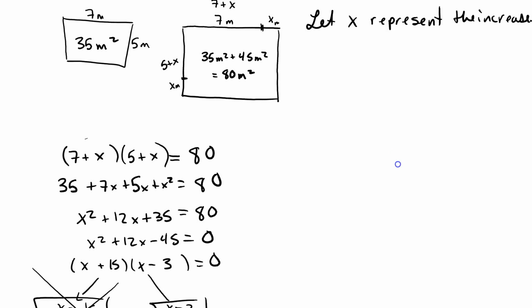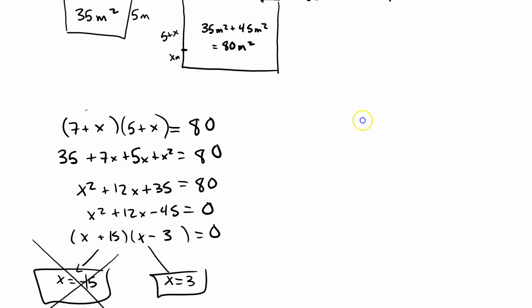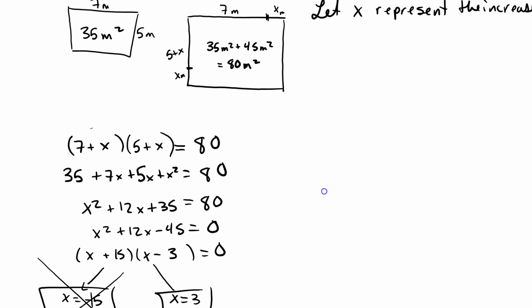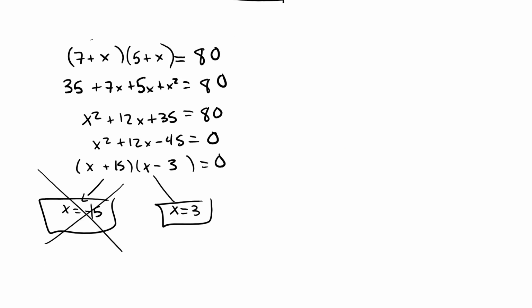And let's see here. If I would say x equals 3, I can just visually go here. Okay, 7 plus x. 7 plus 3 is 10, so one length would be 10. 5 plus 3, one length would be 8. 10 times 8 is 80. So I know just by looking at the constraints of the problem, or the parameters of the problem, that the only answer that would work is x equals 3. And we're done. Haha, except not yet.